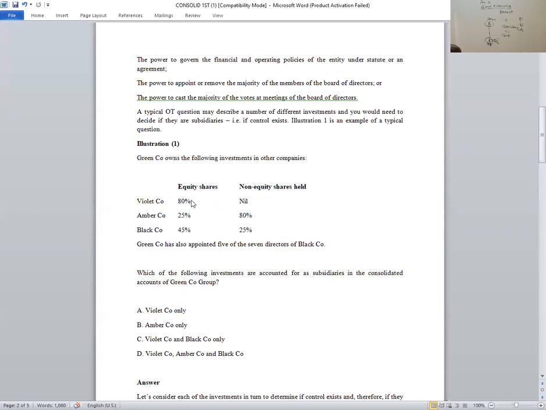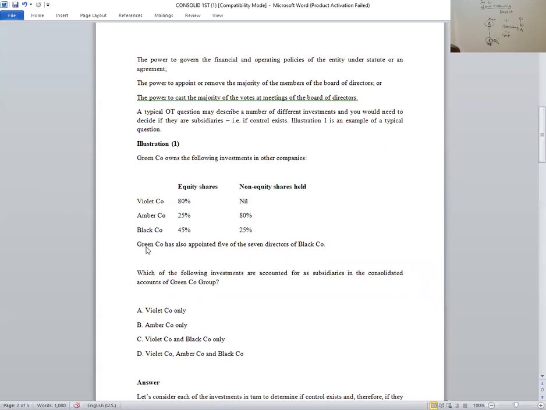So Violet Company, obviously 80% is more than 50%, so Violet is a subsidiary. That is okay. Amber, 25%: unless they give us more information that can signify control, Amber is not a subsidiary. The same case with Black, you can see it's below 50%.